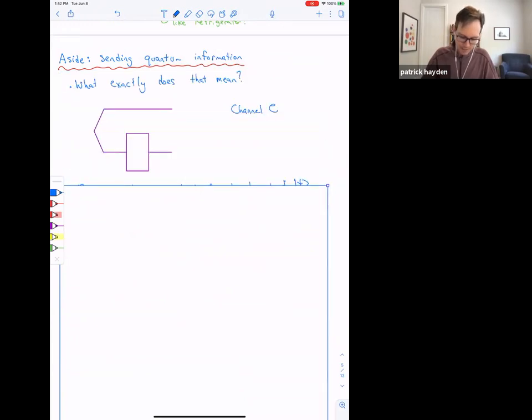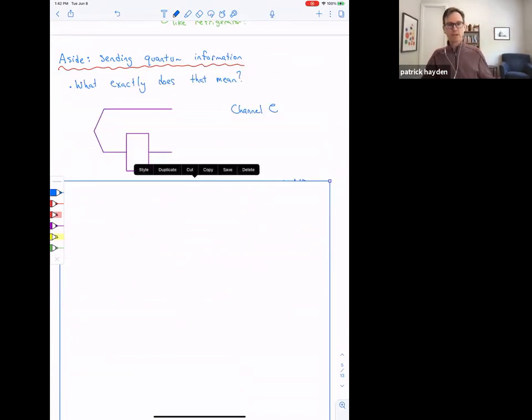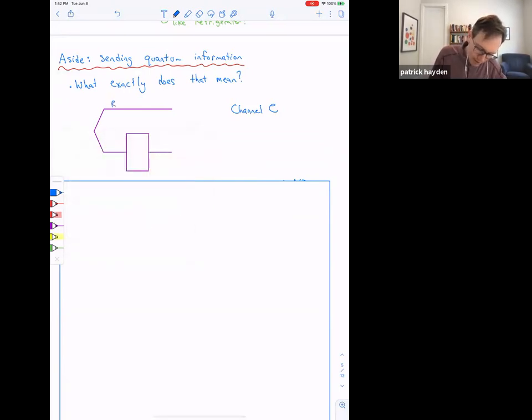And so let's think about a situation. In this diagram, in all these diagrams, time is going from left to right, and the purple lines indicate some quantum systems. And we'll start out with a pure state. So let's call the top system R, the bottom system A. And we'll start off with some pure state. We'll call it psi RA. And then some channel, and I'll call the channel C.